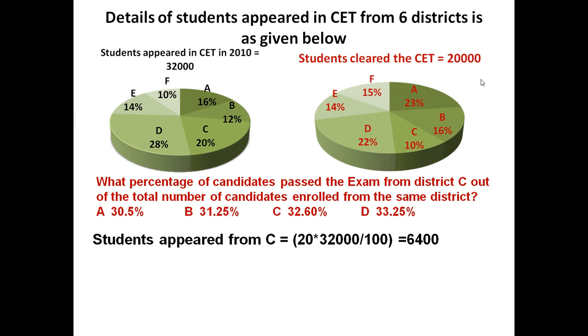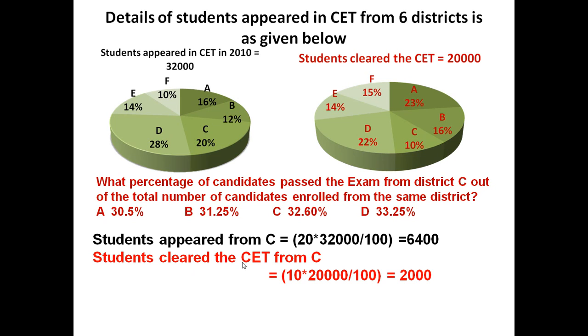10% of 20,000. It means students cleared the CET from district C is equal to 10 into 20,000 divided by 100. 10% of 20,000 is equal to 2,000. It means if 6,400 students appeared from district C, out of 6,400 only 2,000 students could clear the examination.